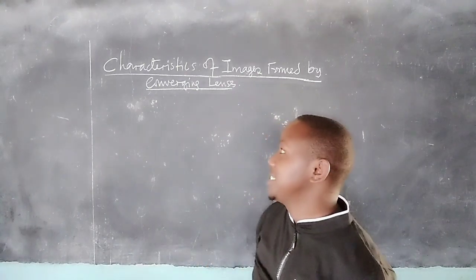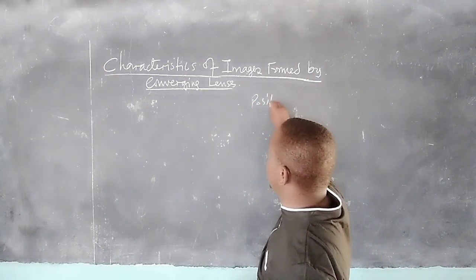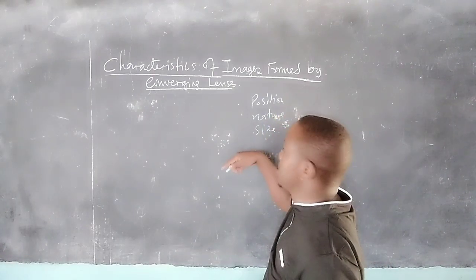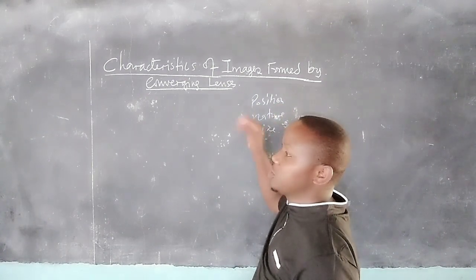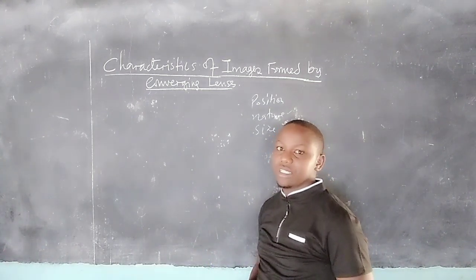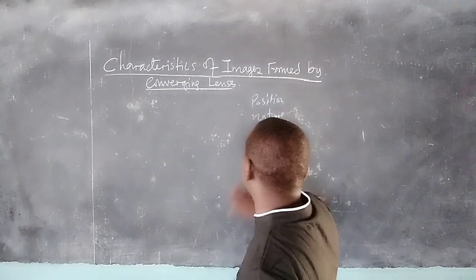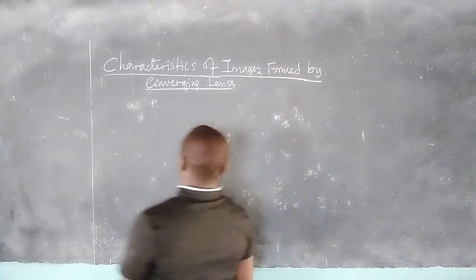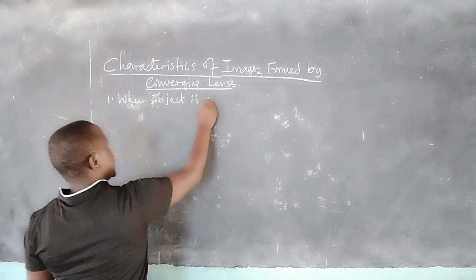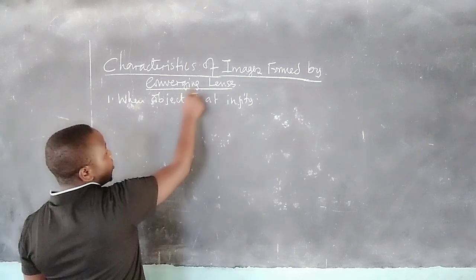Generally, the characteristics of the images are given in relation to position, nature and size compared to the object. Position with relation to the lens, and nature, whether virtual or real, and whether erect or upside down. So we are going to start with when the object is at infinity, when rays are traveling from infinity to a converging lens.